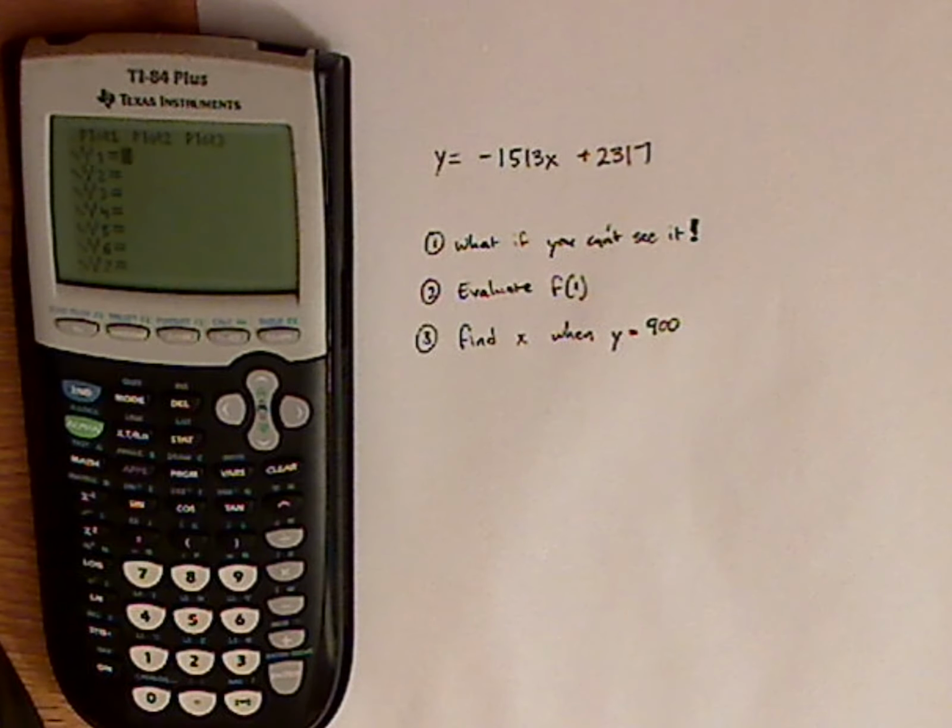Hi, I'm JD, and what we're going to be doing today is I'm going to be going through three basic things with this curve. First, what if you can't see it? Second is how can I evaluate it at f of 1, and this might be a different way than what you've seen before. And then find x when y equals 900.